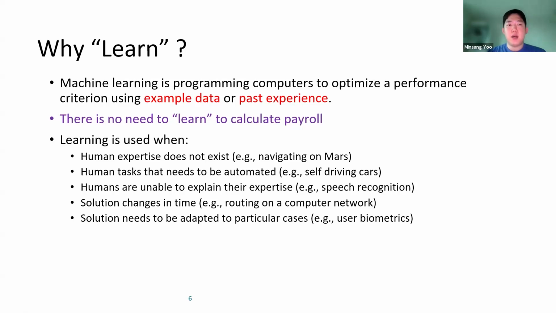Learning is used, for example, when expertise does not exist, like navigating on Mars, or when human tasks need to be automated, like self-driving cars, like Tesla recently launched. I don't know if they actually launched. I think they're still testing, but they have their self-driving taxis. I think they use the Model Y.